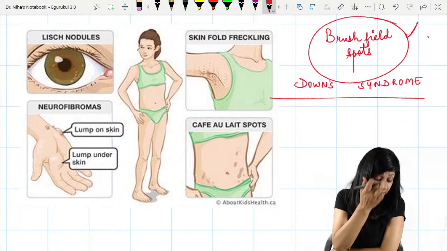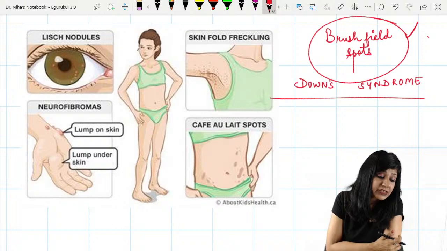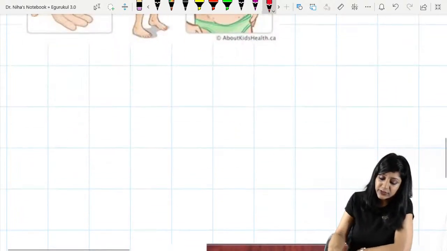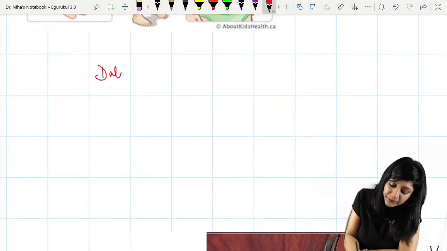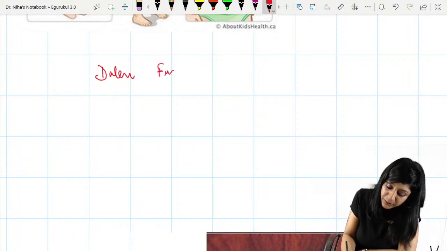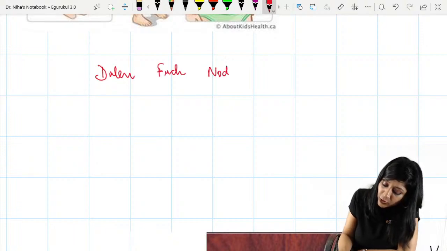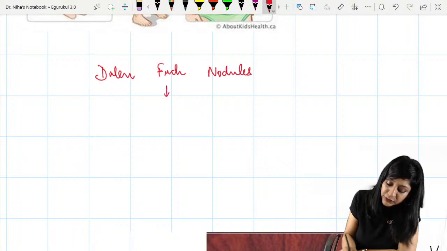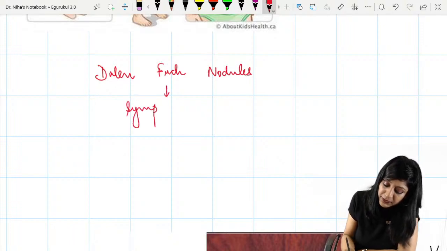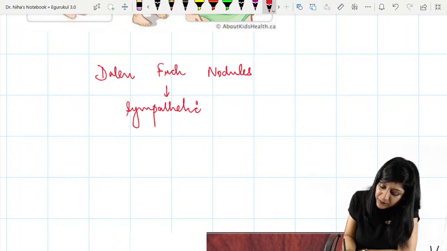Okay, Dalen-Fuchs nodules, not Lisch nodules. Those are your Dalen-Fuchs nodules, which are found in cases of sympathetic ophthalmitis.